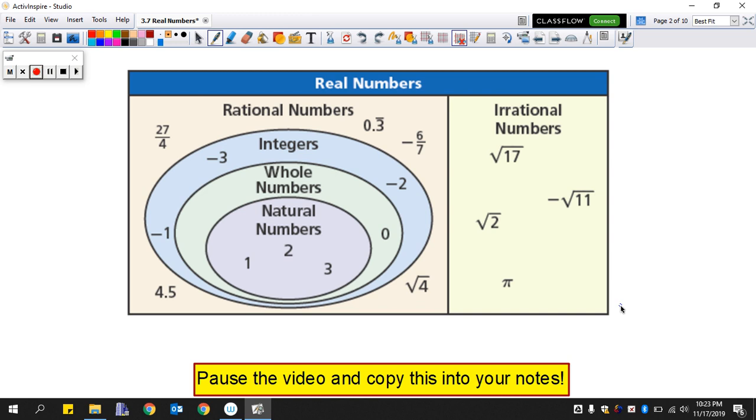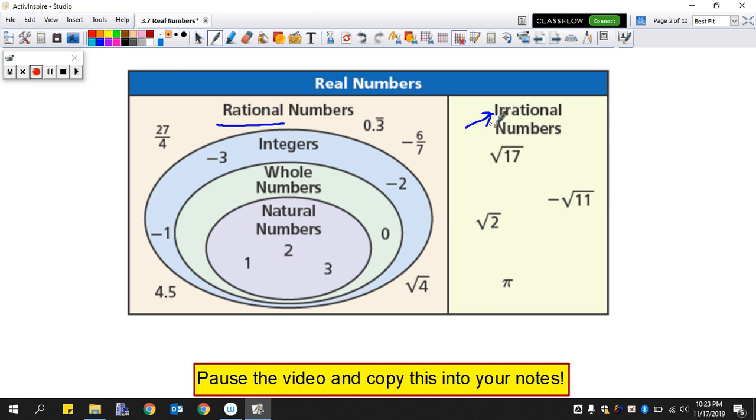Also, go ahead and copy this little drawing into your notebook as well. Okay, this is just a graphical example, another way of looking at how the different numbers are classified. And we'll talk about it more. We talked a little bit just previously about rational and irrational.